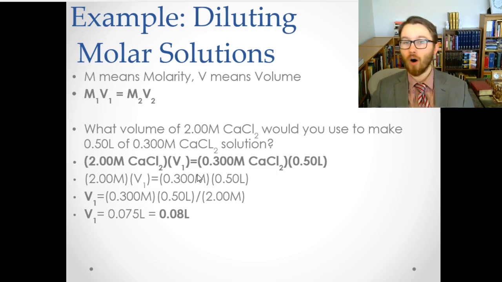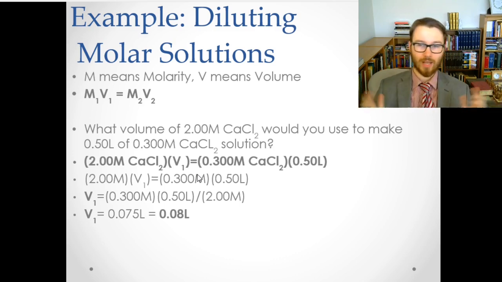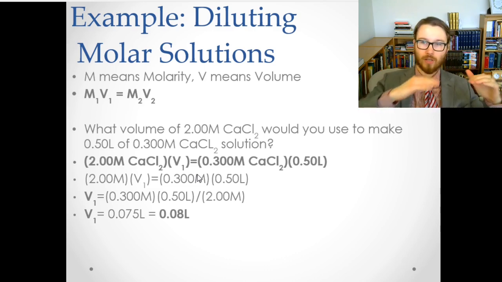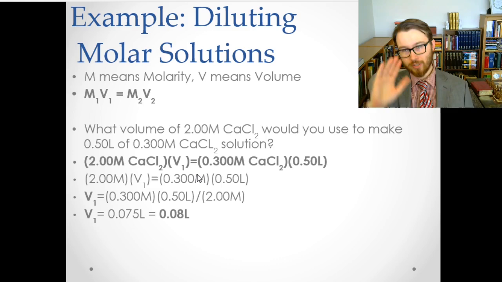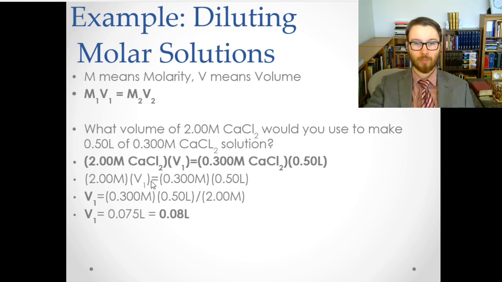All right, all diluting molar solutions, it's just algebra. It's one variable algebra problems. You just got to rearrange the equation. You divide both sides by one thing. That's all you do every single time. So in this case, we divide both sides by 2 molar to get V1 by itself.